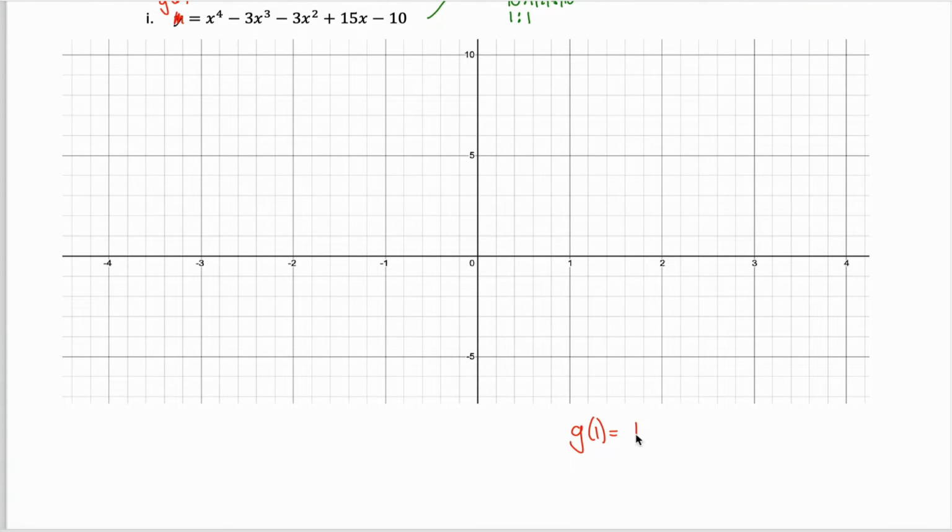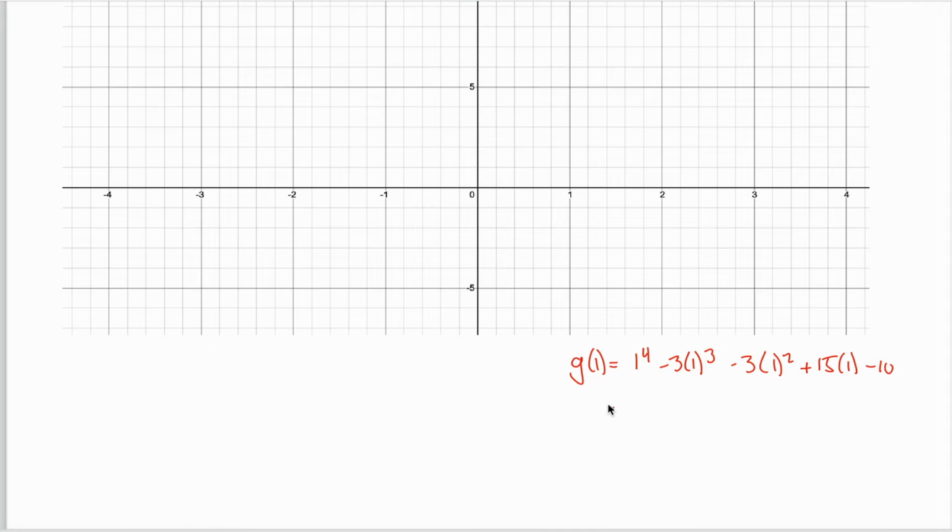g of 1 would be 1 to the fourth power minus 3 times 1 cubed minus 3 times 1 squared plus 15 times 1 minus 10. So let's see, 1 minus 3 minus 3 plus 15 minus 10. Does that equal 0? I think it does, right? We have negative 16 and positive 16. So this ends up being equal to 0. So 1 is a root of this polynomial.